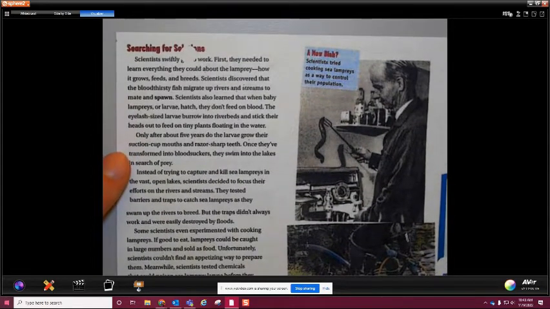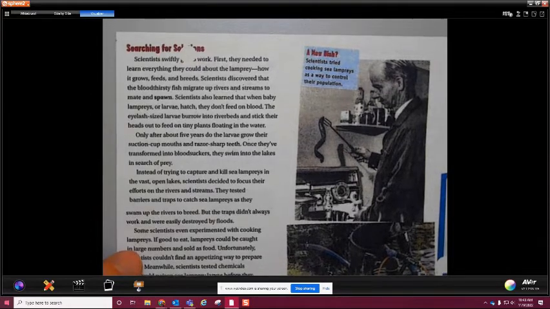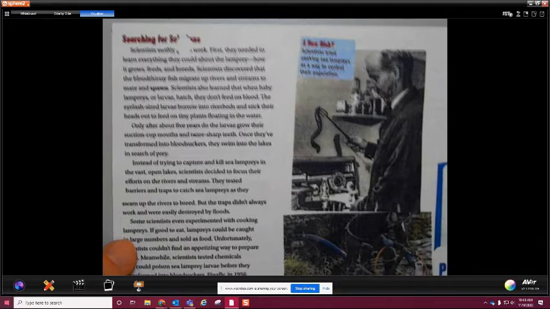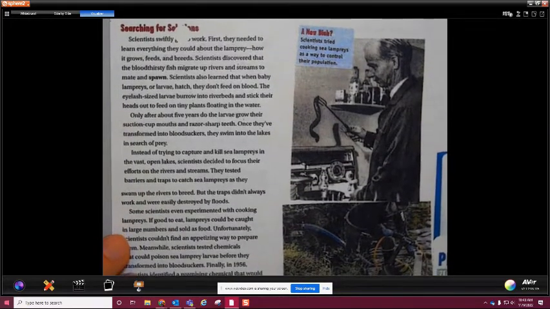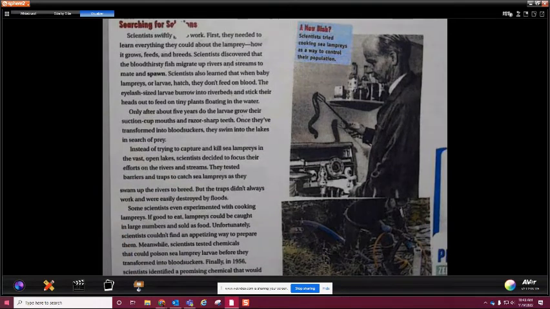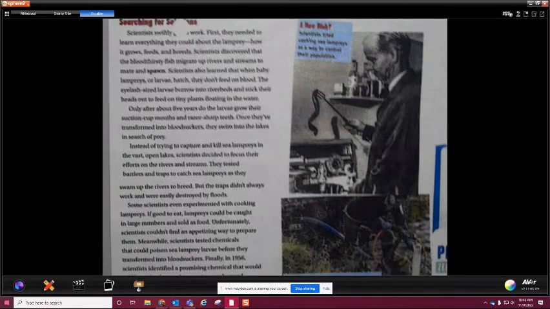Searching for solutions. Scientists swiftly got to work. First, they needed to learn everything they could about the lamprey, how it grows, feeds, and breeds. Scientists discovered that the bloodthirsty fish migrate up rivers and streams to mate and spawn. Scientists also learned that when baby lampreys or larvae hatch, they don't feed on blood. The eyelash-sized larvae burrow into riverbeds and stick their heads out to feed on tiny plants floating in the water.